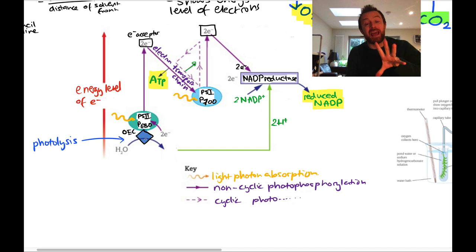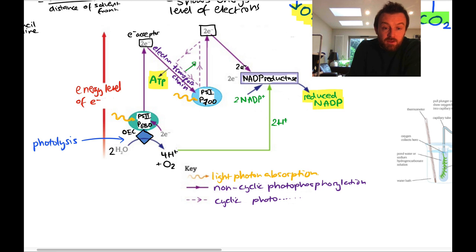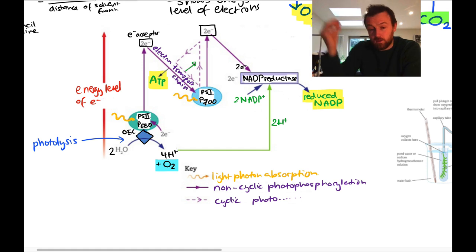And actually that happens again. So it then takes another two electrons from the oxygen-evolving complex. So when the OEC has got a charge of 4+, two molecules of water come along and are split into 4H+ ions plus oxygen gas. And that oxygen gas is a waste product, released by the plants, and we breathe it in.